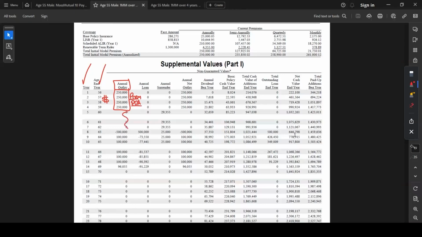Now, for the next 3 years, there is no activity with the policy. We didn't pay anything in, and we didn't borrow anything out.